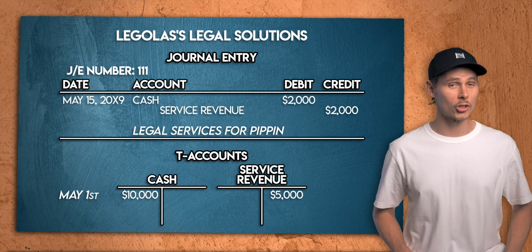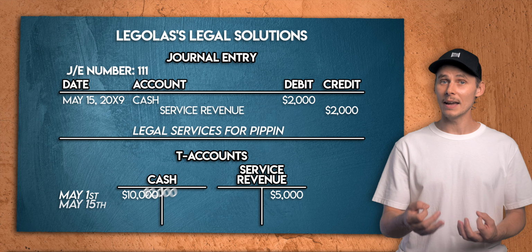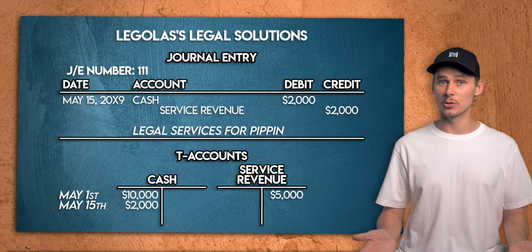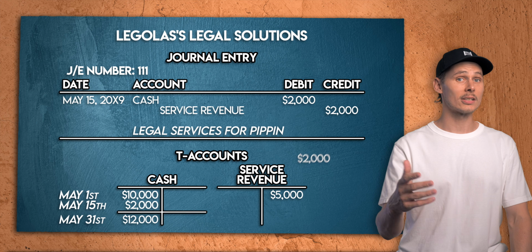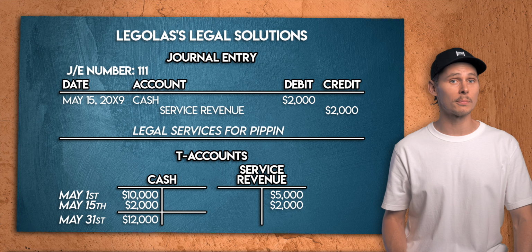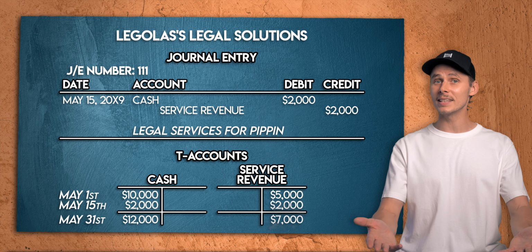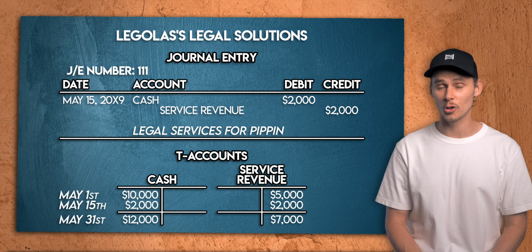Now let's post the journal. First, we debit the left of the cash T account by $2,000, which increases its balance to $12,000. Then we credit the right of the service revenue T account by $2,000, increasing it to $7,000.